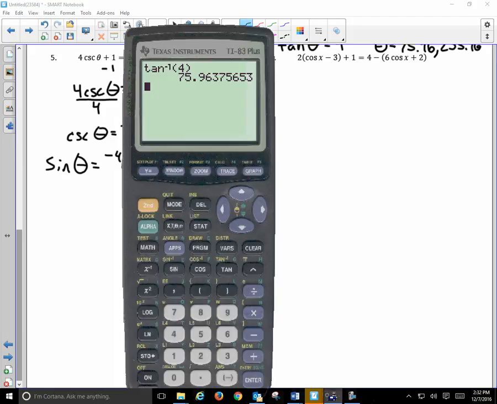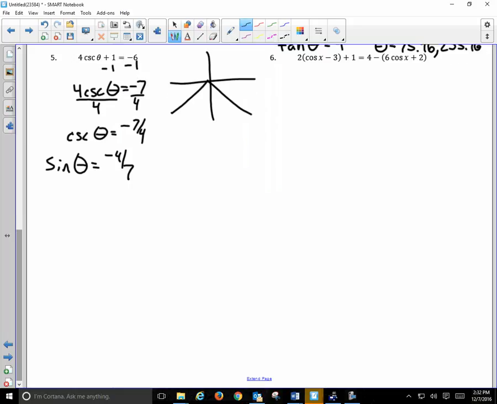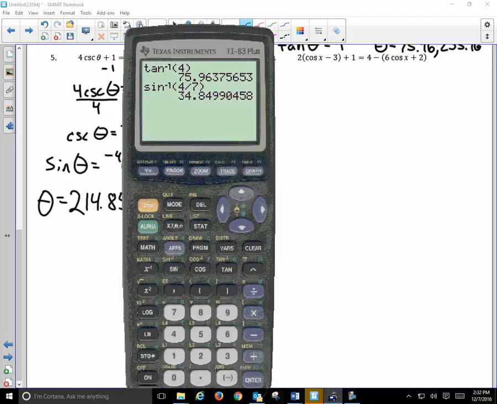Sine inverse. 34.85. So I get 214.85. And 325.15.